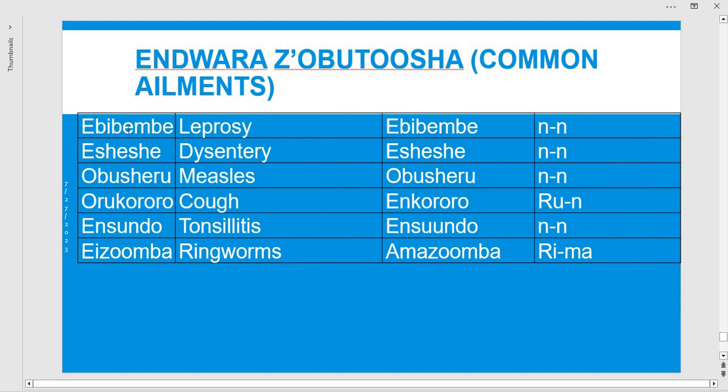Then we have ebibembe. That's leprosy. I've never seen a leprosy person, so it is not common. Leprosy was not common in Ankole. Then you have esheshe. That's dysentery. Dysentery is something like passing out waterless stool with blood. Obusheru, that's measles. Then you have orkororo. This is cough.